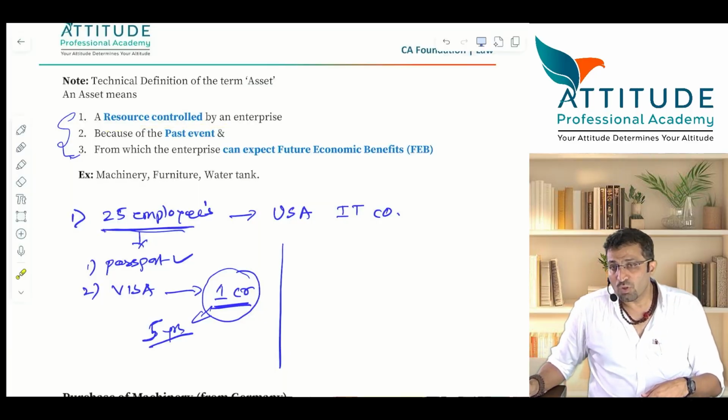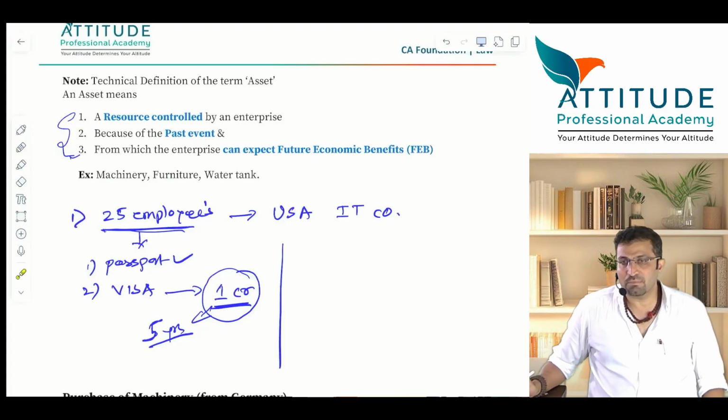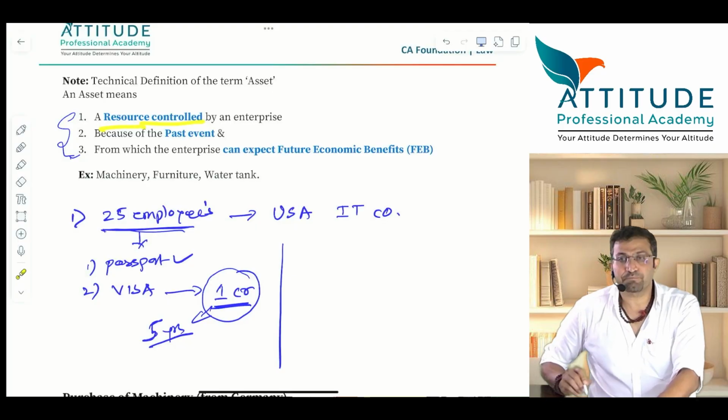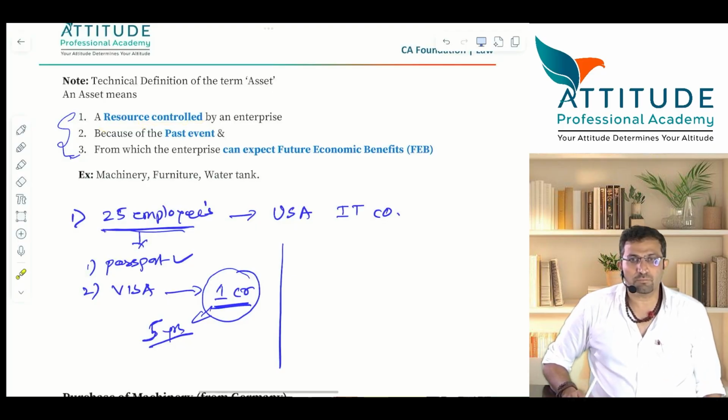Now, what is the resource in this example? What is the resource here? Whom am I controlling? The employees. Is an employee a resource for me? Yes, an employee is a resource. Now, am I controlling the employee? Oh, I'm controlling the employee.